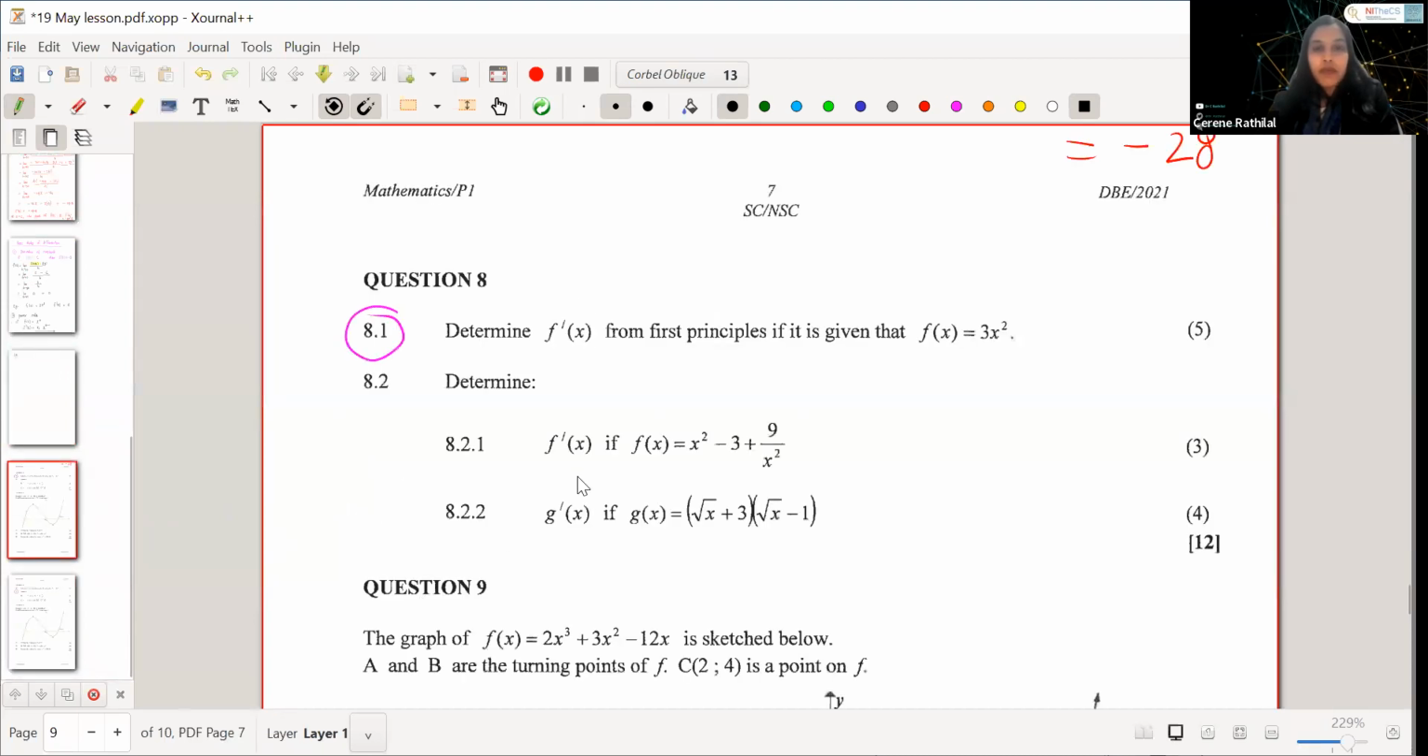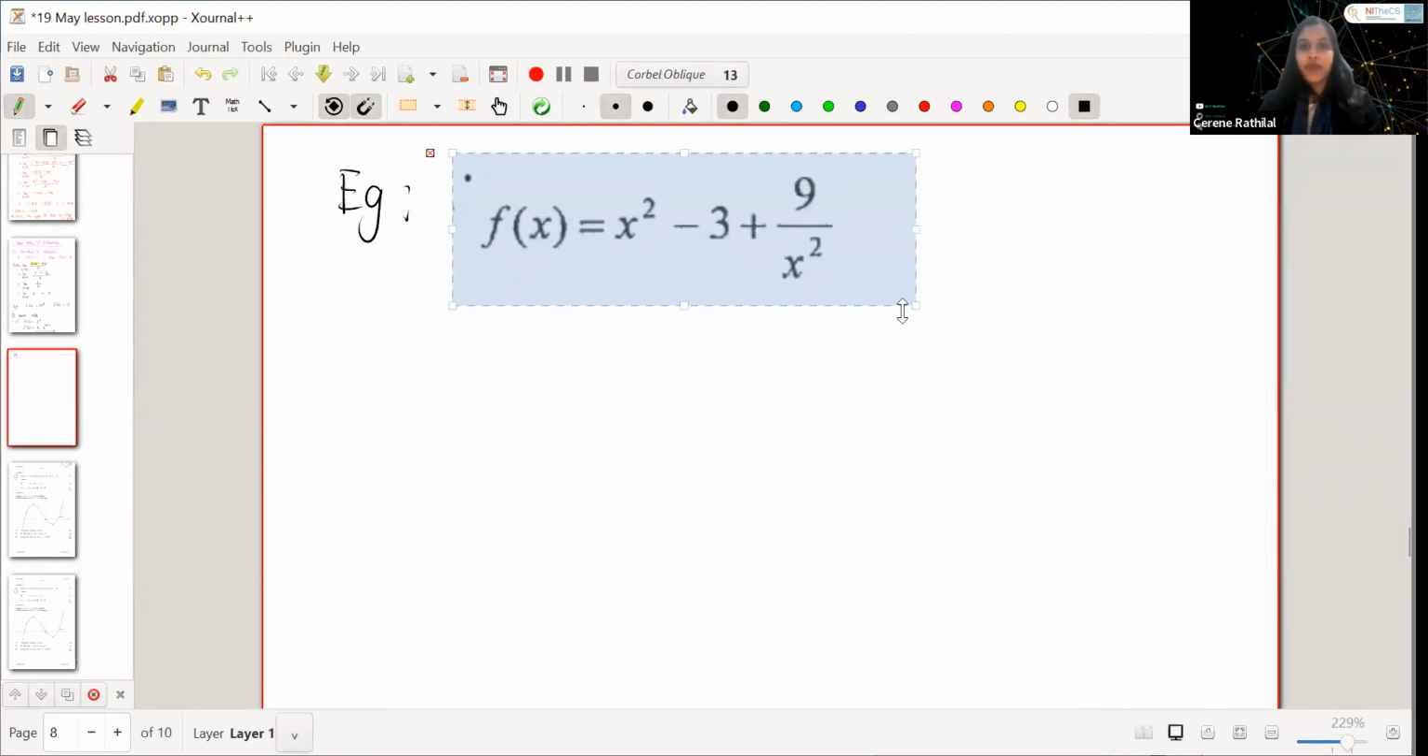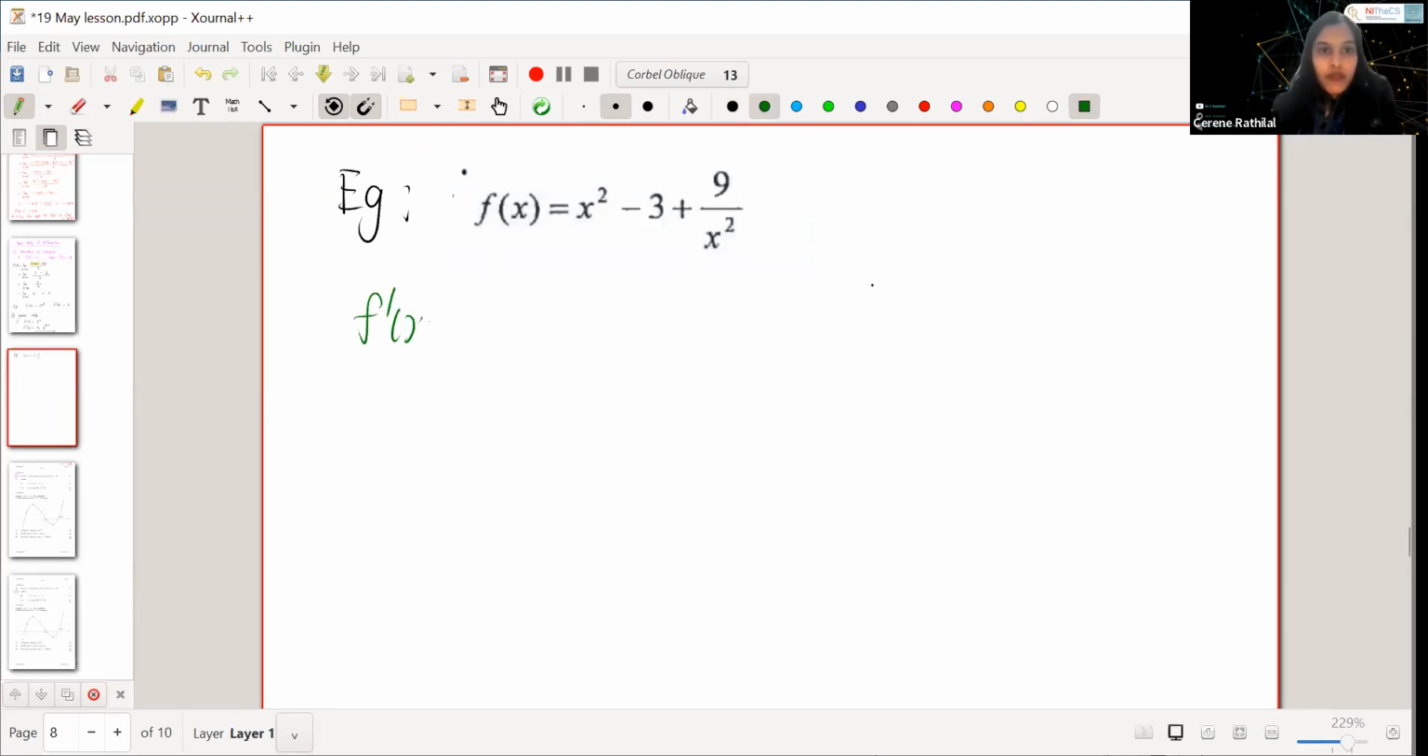The past paper said, calculate f prime of x if f of x is equal to the following. So let me see if I can copy that. Paste it. Wonderful. So here's the question. This is what we want to calculate the derivative of. So I've got f prime of x.